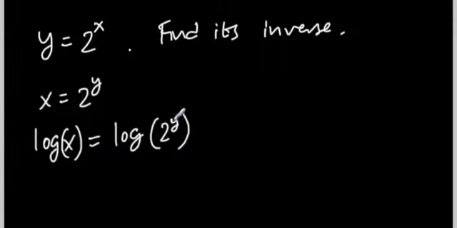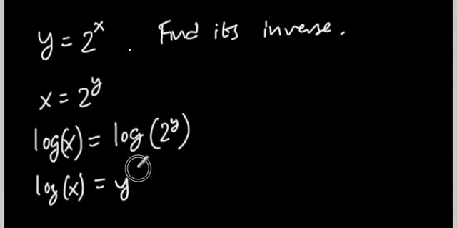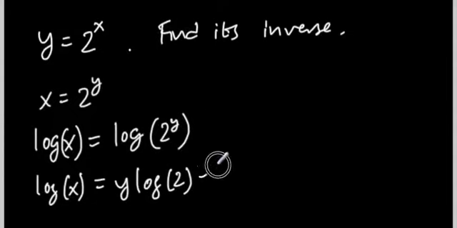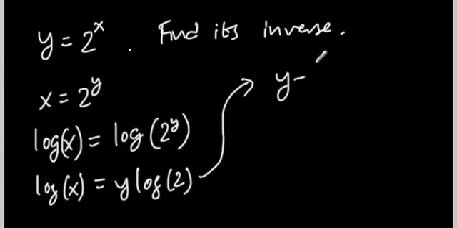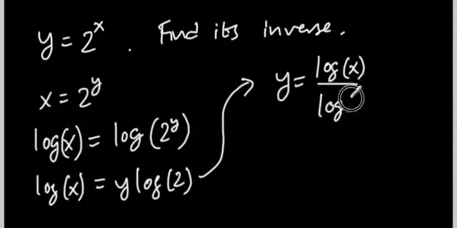Now, due to the log rules, I can bring the y down. That's why I applied log to begin with, because I wanted to bring the y down from the exponent to a coefficient. So this becomes log of x is equal to y log of 2. And what I'm going to do here is y then becomes log of x divided by log of 2.